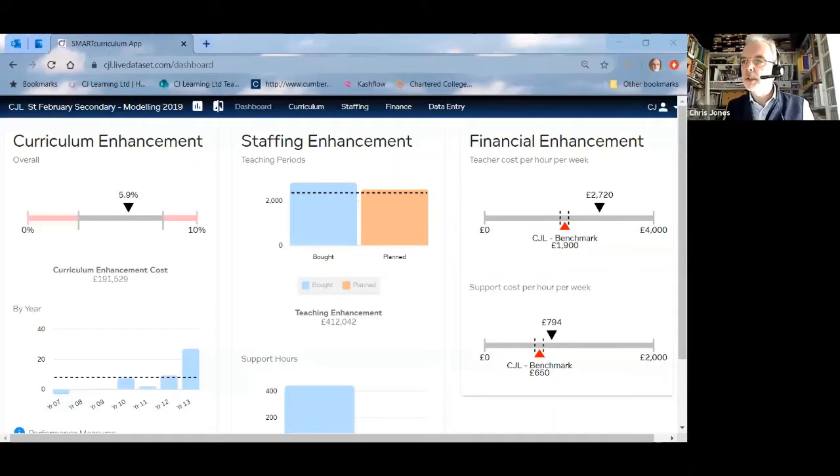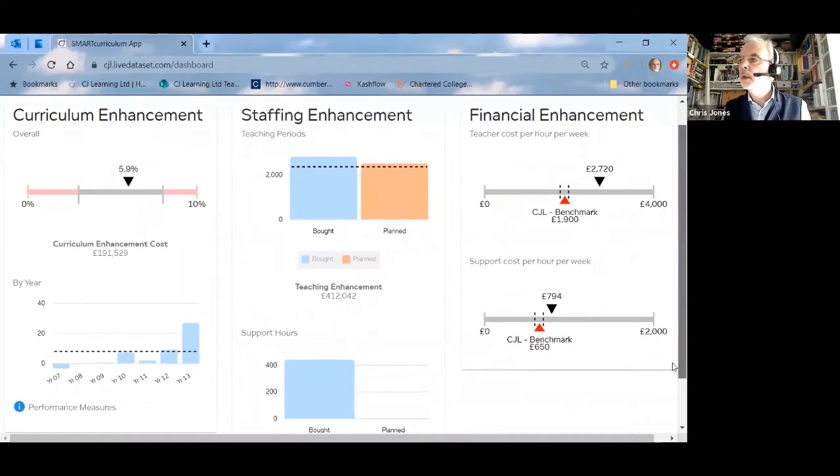And what you should be able to see now is the front page or the entry dashboard of Smart Curriculum. This is a sample school. It's real data from a live school, but it's set up as a sample. Just move it down. So we're going to focus today on curriculum enhancement and what's going on within staffing.